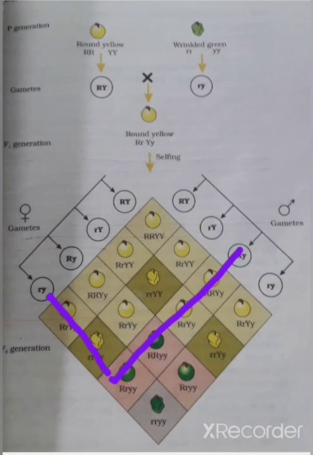Then capital Y combines with small y. Offspring capital R, capital Y, small y. Its phenotype is the round yellow. Then small r, capital Y combines with small y. Small r, capital Y, small y. Its phenotype is wrinkled yellow.